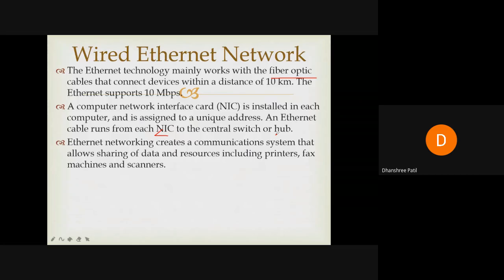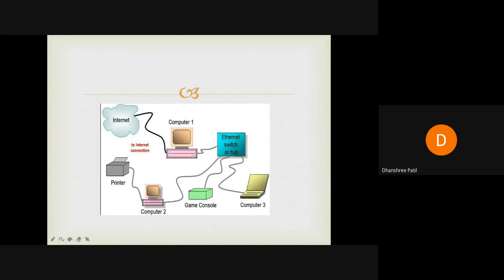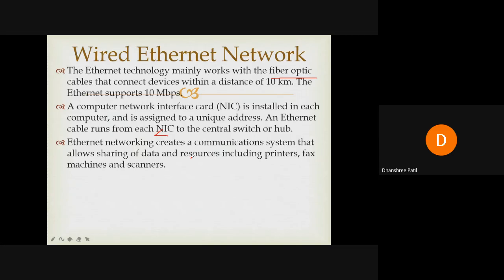Okay, so I show you the diagram. Just see what this is. Ethernet networking creates a communication system which allows sharing of data resources, including printers and fax machines. So this is the Ethernet. Now see here, how is the LAN working?